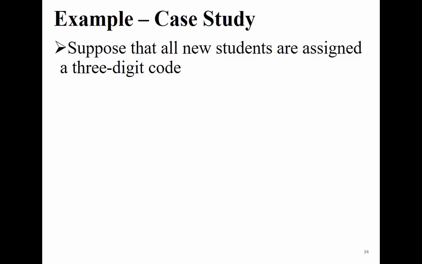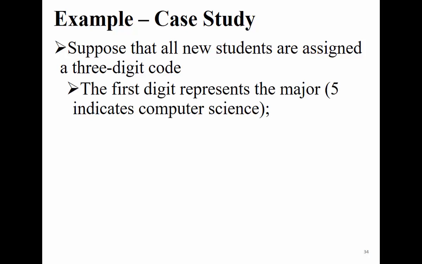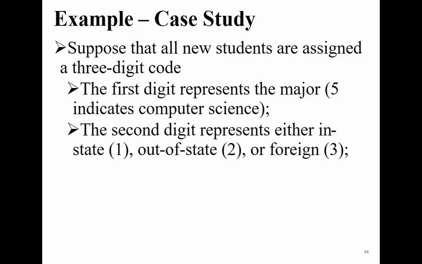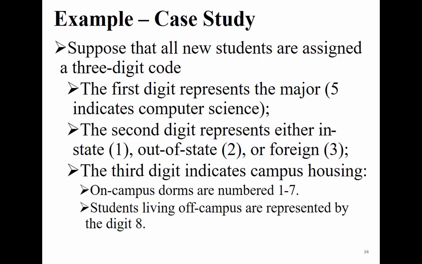Okay, this is a case study. Suppose all the students are assigned a 3-digit code, and the first digit represents the major of the students; 5 indicates computer science students. Then we have a second digit that represents either in-state, out-of-state, or foreign students. And then the third digit indicates the campus housing. So in campus, we will have 1 to 7, and students who live off campus are represented by 8.